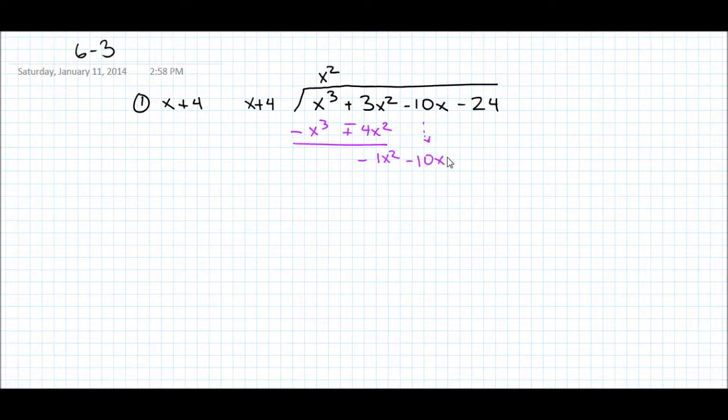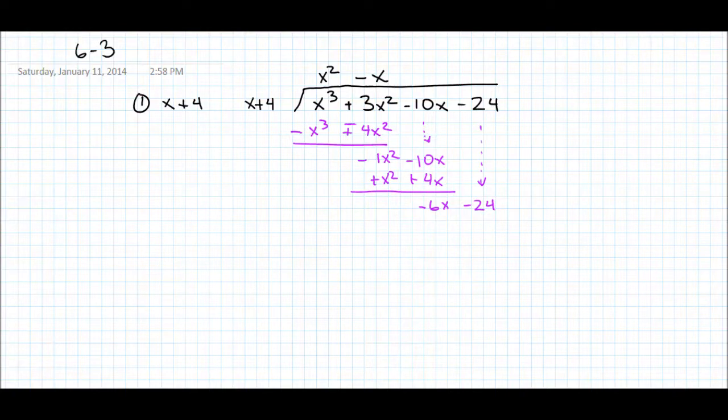Alright, to get x plus 4 to look like negative x squared, we have to multiply it by negative x. Once we do that, we get negative x squared minus 4x. Again, we have to change the signs to subtract them. So negative x squared plus x squared is 0. Negative 10x plus 4x is negative 6x. Drop down the next part, minus 24.